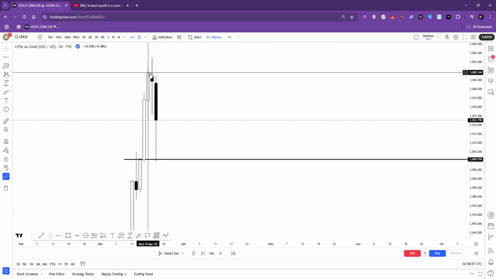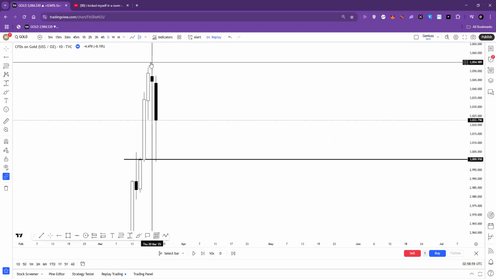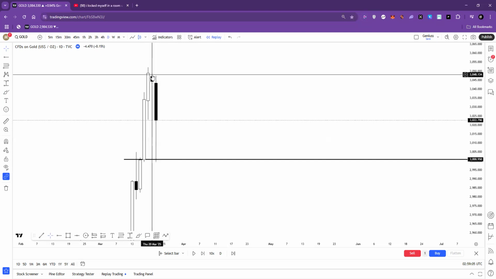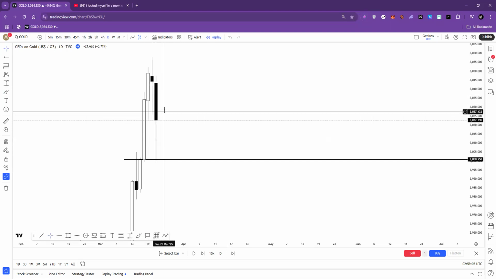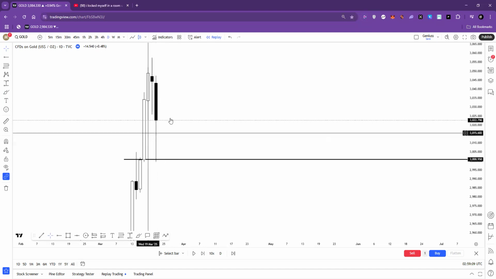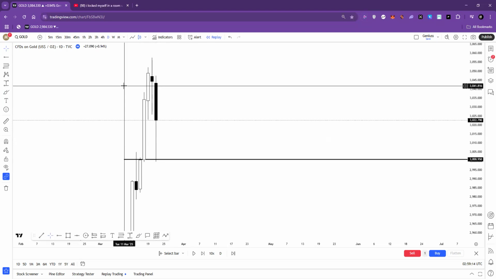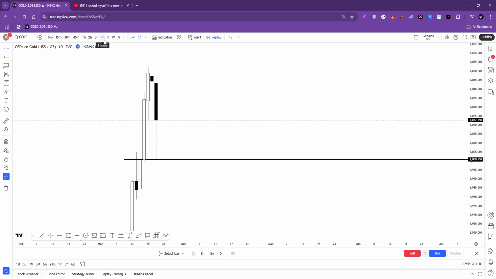After that 500 plus pip drop last week, I think that drop happened from Thursday to Friday, I said okay, it's possibly time for the market to start buying up. But we did not have a confirmation yet.